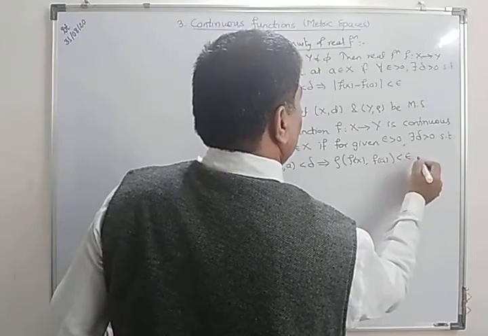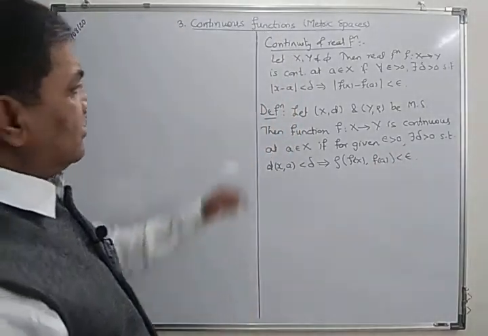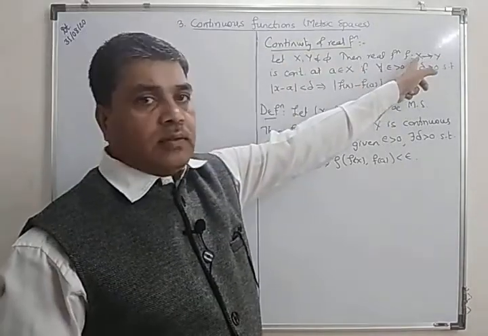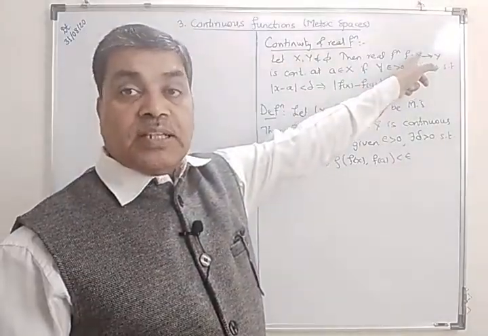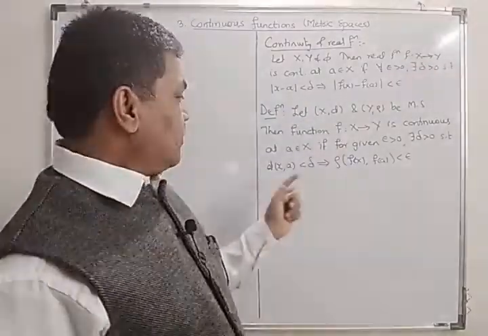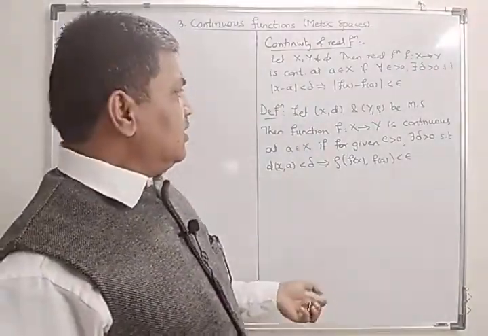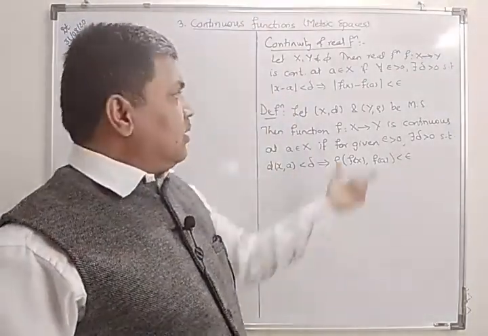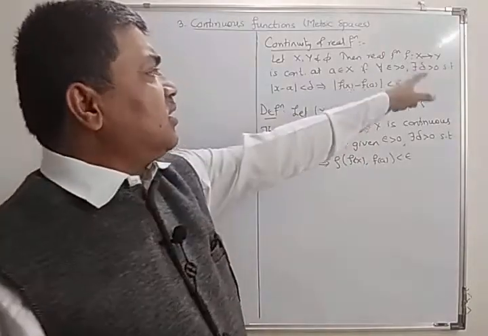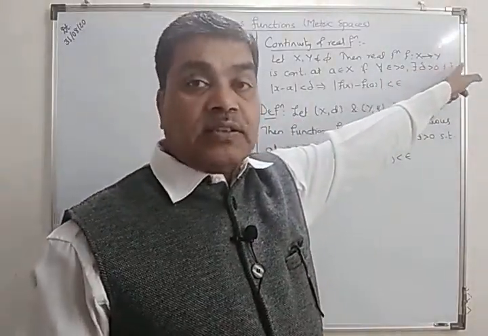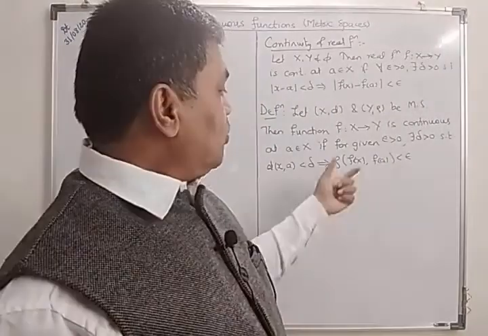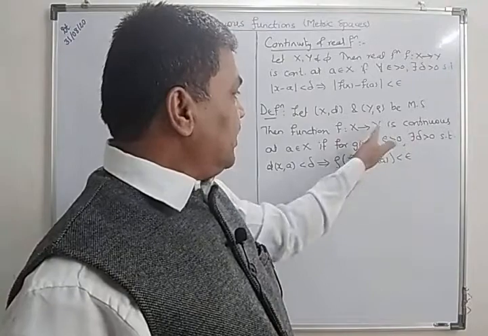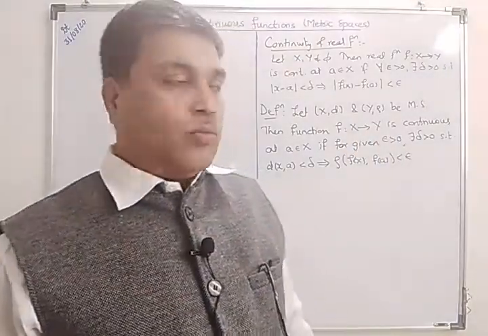is less than epsilon. See here, this mod of x minus a is distance between x and a in subset X of real numbers with respect to usual metric. Just I am replacing that mod x minus a by d of x, a. And mod f(x) minus f(a), that is the usual distance in Y. Y is the subset of real numbers. So we are replacing that by distance between f(x) and f(a) in Y. What is rho? Rho is a metric, the distance function on Y.